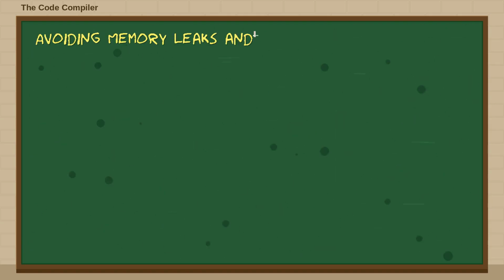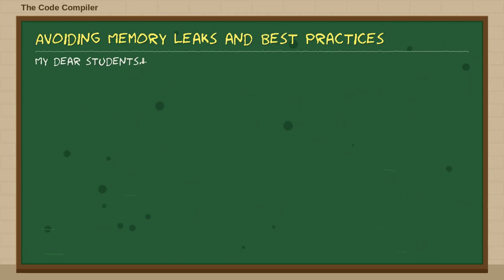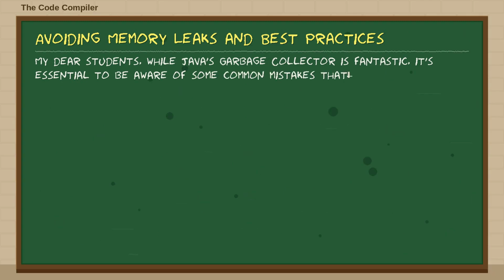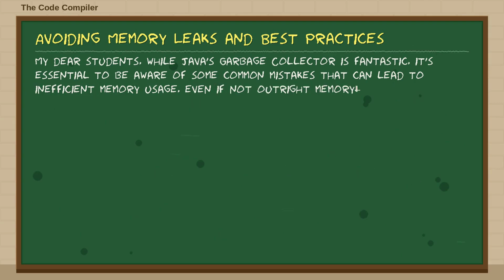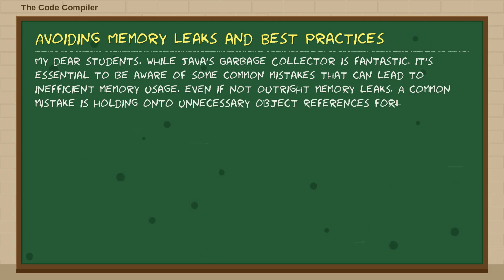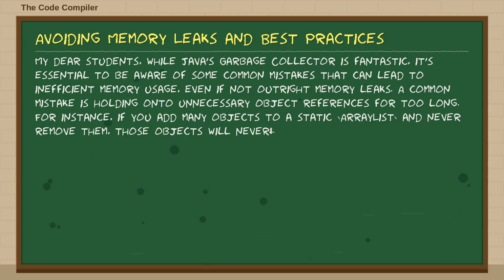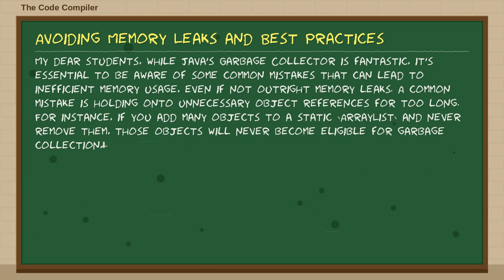My dear students, while Java's garbage collector is fantastic, it's essential to be aware of some common mistakes that can lead to inefficient memory usage, even if not outright memory leaks. A common mistake is holding on to unnecessary object references for too long. For instance, if you add many objects to a static ArrayList and never remove them, those objects will never become eligible for garbage collection, even if your program logic no longer needs them.